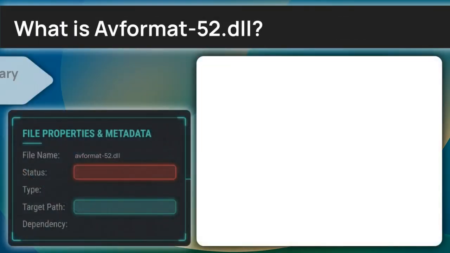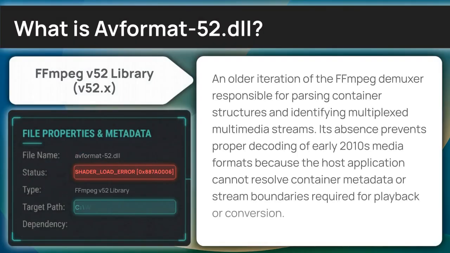This is the audio-video format 52, an older iteration of the FFmpeg demuxer responsible for parsing container structures and identifying multiplexed multimedia streams. Its absence prevents proper decoding of early 2010s media formats because the host application cannot resolve container metadata or stream boundaries required for playback or conversion.